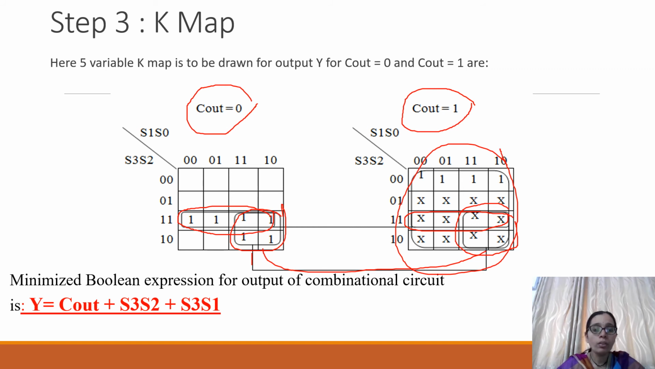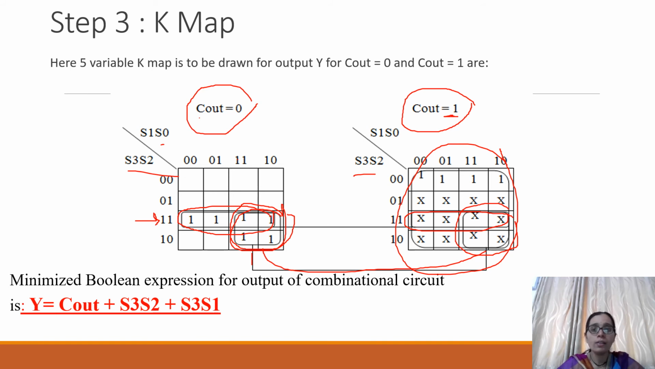Therefore, what is the output? Y equal to Cout. Why Cout? For this entire group, the expression is 1, which is nothing but Cout. Then S3 S2: for this particular group, S3 and S2 are common in the K-map, and the remaining three are different. And why S3 S1? For this particular group, the common terms in the K-map are S3 and S1. Therefore, the minimized expression is Y equal to Cout plus S3 S2 plus S3 S1.